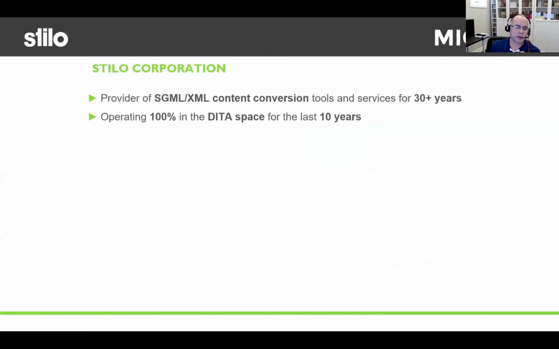So a few words about Stilo. Stilo is a provider of HTML, XML content conversion tools and services for over 30 years. It all started with a software called OmniMark. OmniMark is still the software that runs in the back end for all our products, Migrate, Analyzer, Optimizer, which I'm going to mention in a second. And it's still one of the products that we actively develop, support, and sell at Stilo. And we've been operating 100% in the DITA space for the last 10 years. This is when we developed the tool I'm going to present today, which is Migrate.